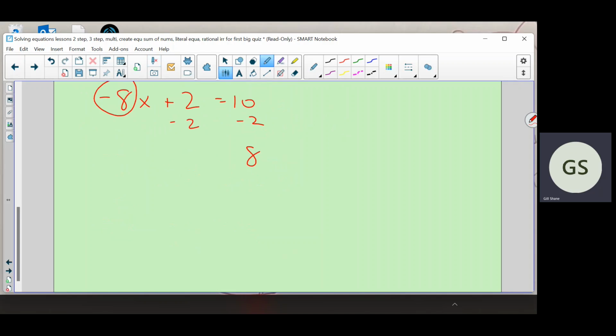So they might have the 8 there, but then when they bring it down, sometimes they'll just bring the 8x, especially if the 8x is in the middle of the problem. They'll forget to bring that subtraction or that negative down. So just remember, they're glued together.